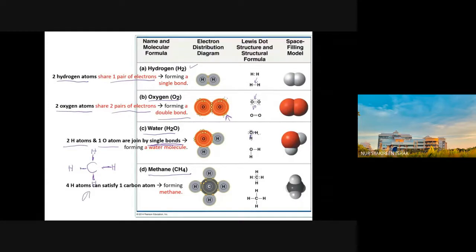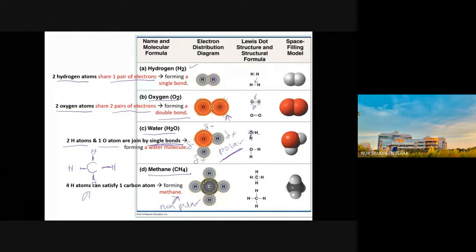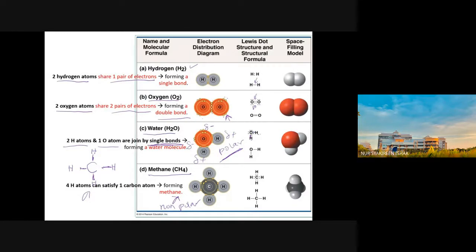So methane is actually a non-polar molecule, but as for water, it is actually a polar molecule. So you have to know these facts. A water molecule is a polar molecule because the oxygen will have a partial negative charge, and hydrogen will have a partial positive charge. As for methane, there will be no charge or partial charge formed in the methane molecule.